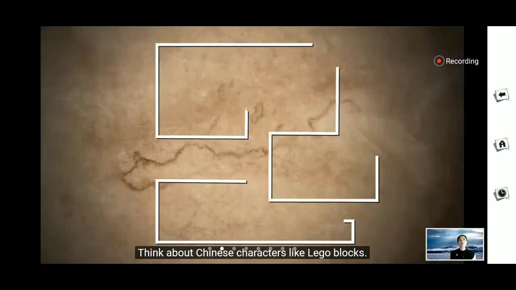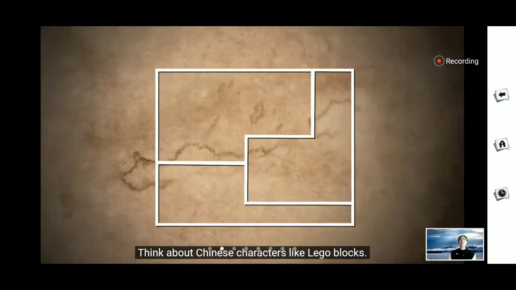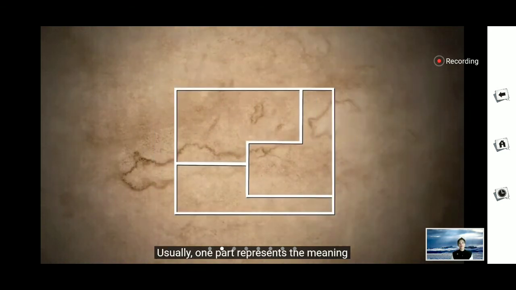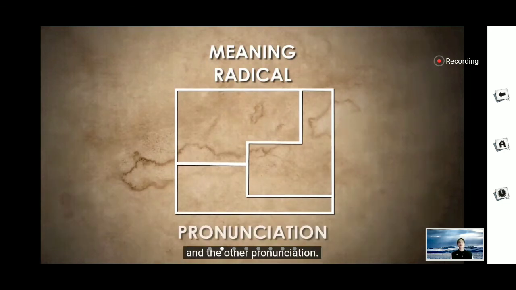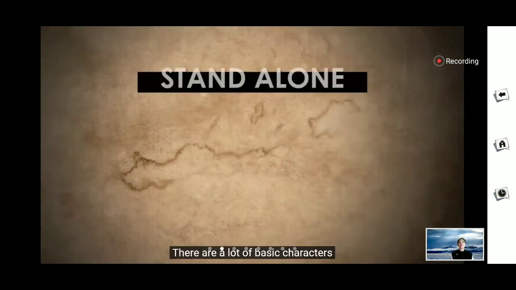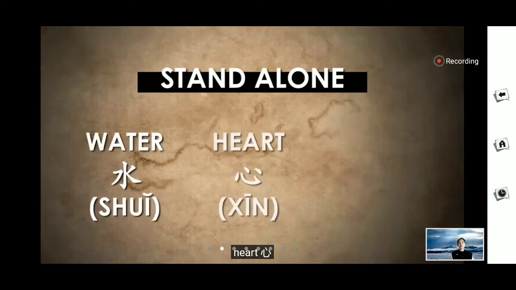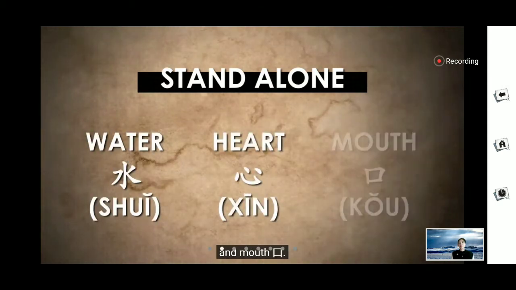Think about Chinese characters like Lego blocks. Chinese words are built part by part. Usually, one part represents the meaning, the radical, and the other pronunciation. There are a lot of basic characters that can stand alone, like water, shui, heart, xin, and mouth, kou.